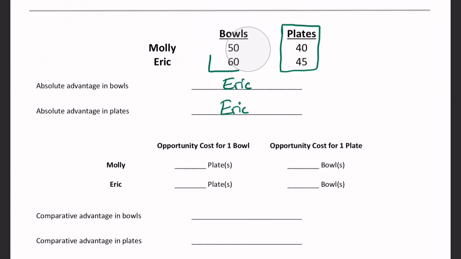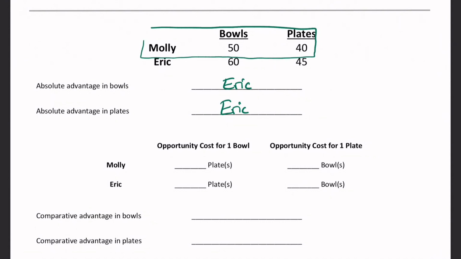We want to understand who has the comparative advantage in the production of plates, who has the comparative advantage in the production of bowls, and we're going to do that by solving for their opportunity costs. So let's start with the production of bowls. For Molly, we want to understand what she would have to give up in order to produce one or the other. So we know that Molly, if she put all of her attention on bowls, could produce 50 bowls, or she could produce 40 plates. But maybe she splits her time between those two things.